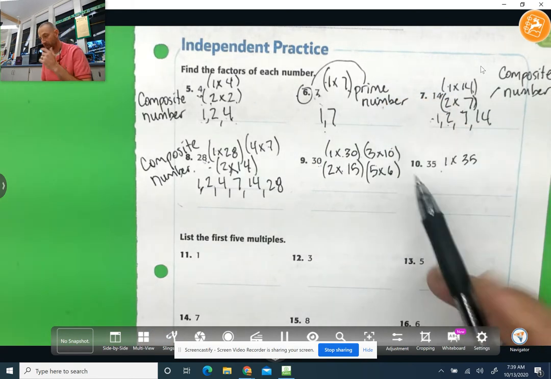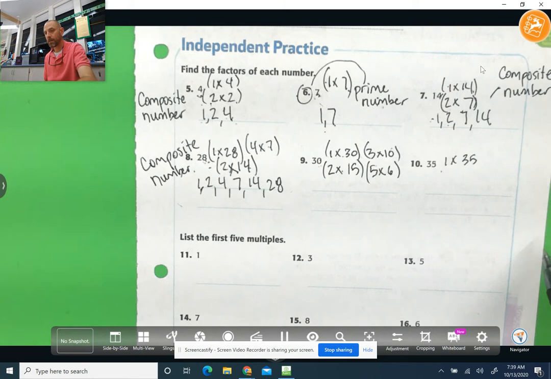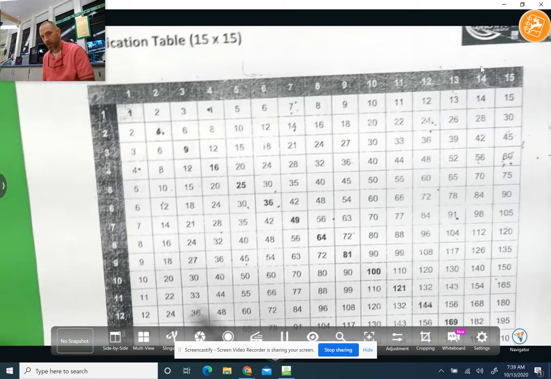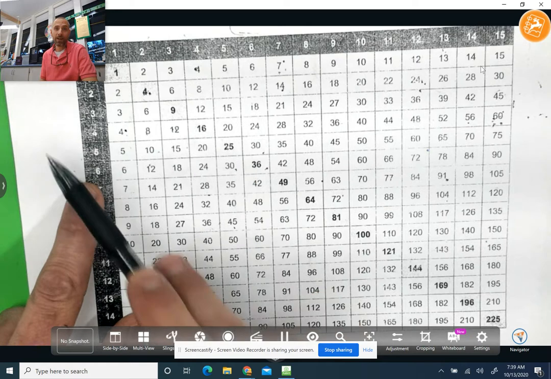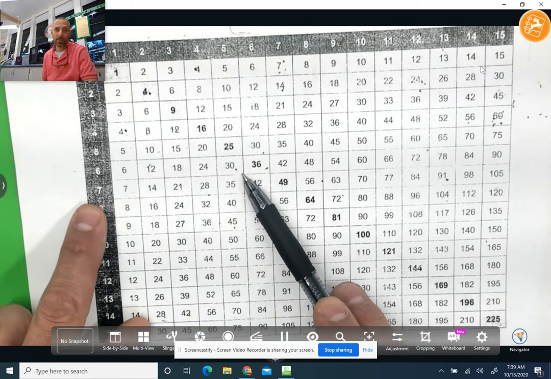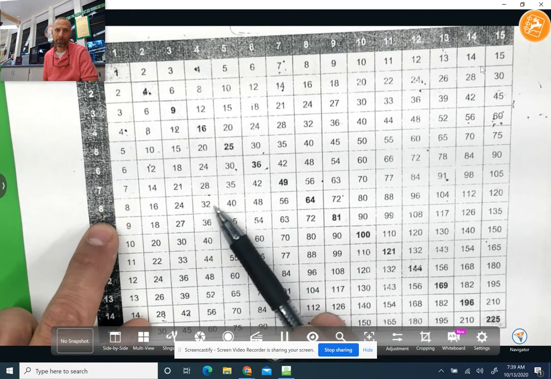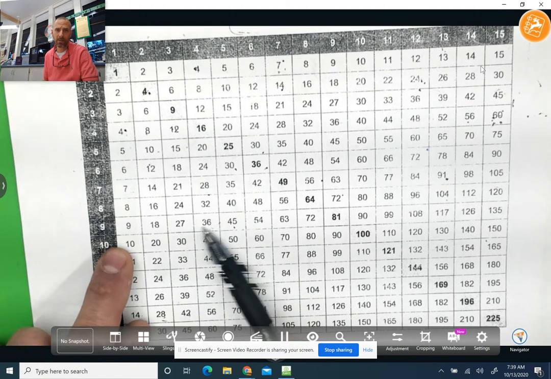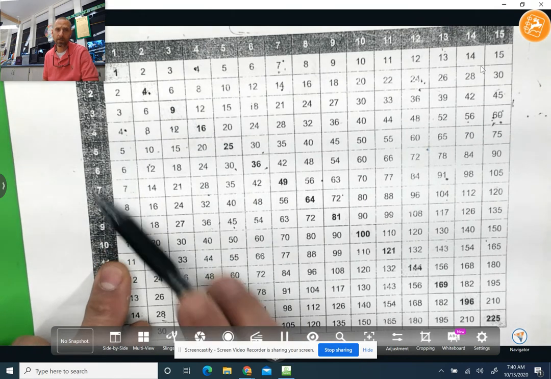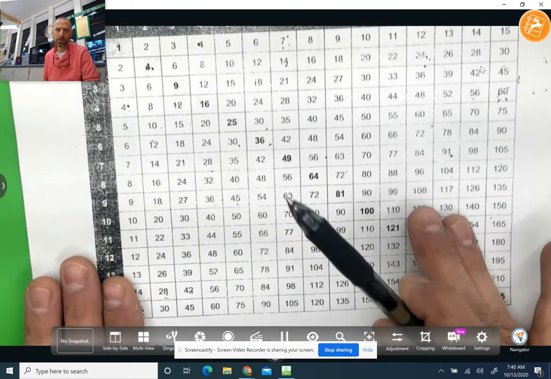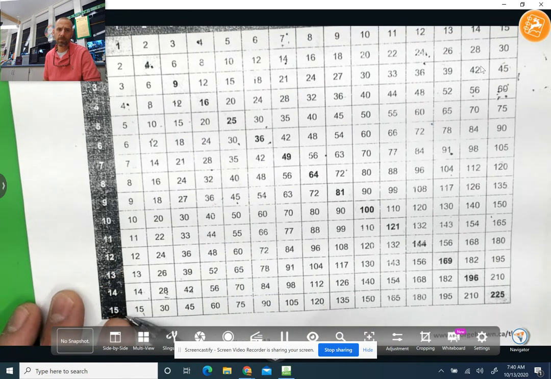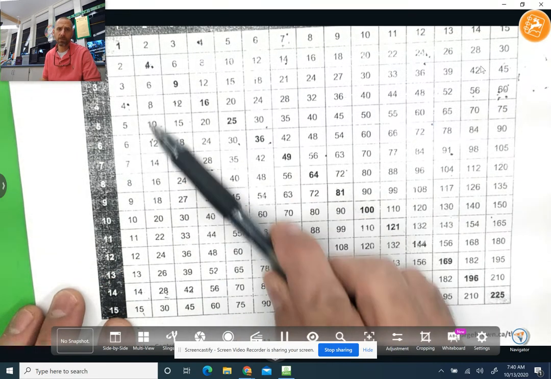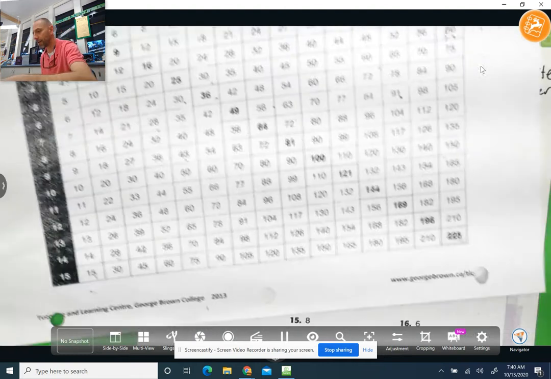15 times 2, 3 times 10. Just for giggles, any others? There's 6 times 5, is that 30? We've already got those factor pairs. No 30, no 30. Ooh, the 10 times 3, already got that. Ooh, 15 times 2 is 30, and we have already got that.